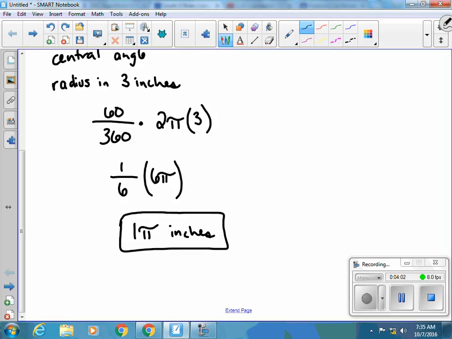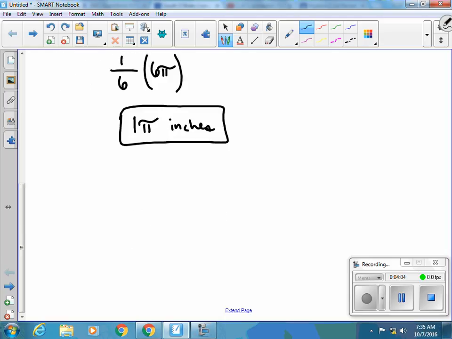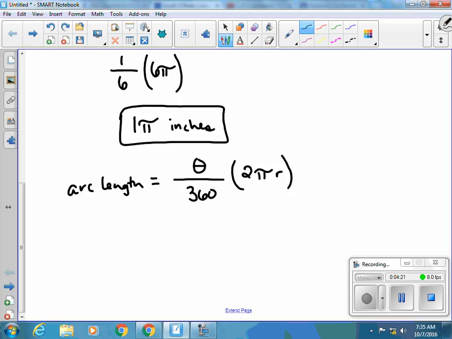So looking at this, we have a formula here for the arc length. It's going to be theta, which is any type of degree measure. Okay, that's how you denote degrees. So it's theta over 360 times 2 pi r. Okay, so that wasn't too bad. We have a formula. You just plug your information into your formula.